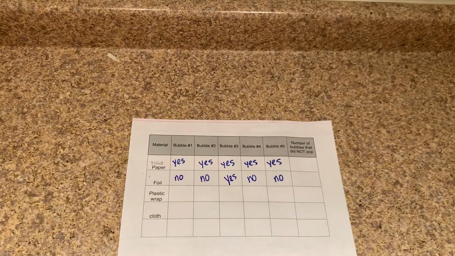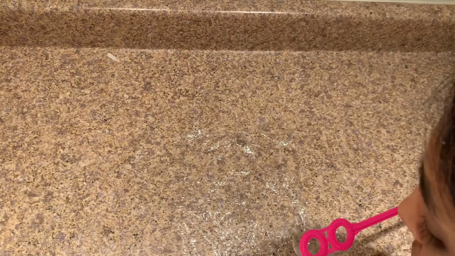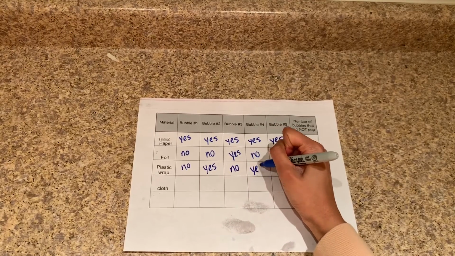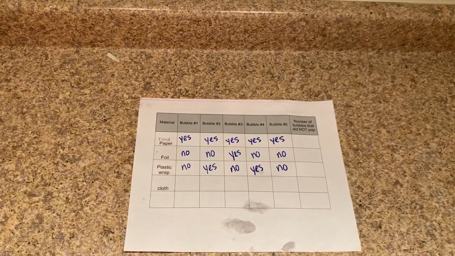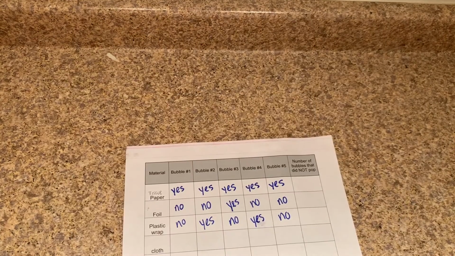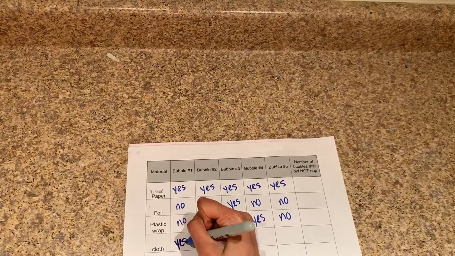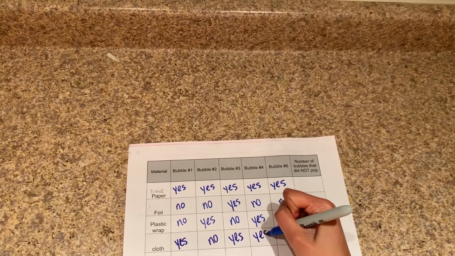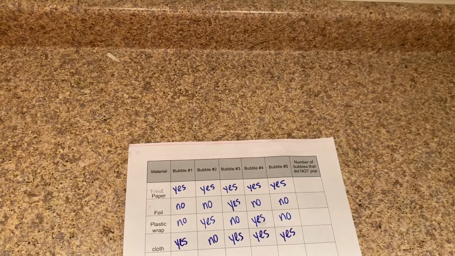Then I did the same thing with plastic wrap. And you can see that the ones that I'm showing you here popped immediately, but there were a couple of other ones that did not. So I wrote no if they didn't and yes if they did. And last I have this t-shirt, that bubble popped immediately, so I wrote yes. And there was only 1 bubble for the t-shirt that did not pop immediately.